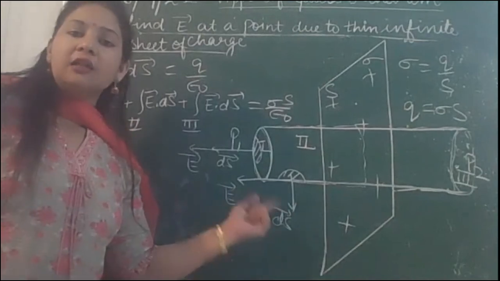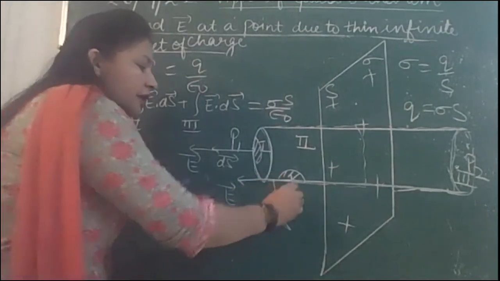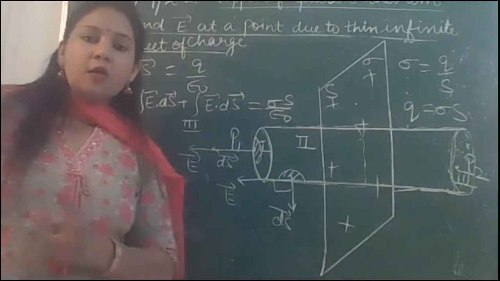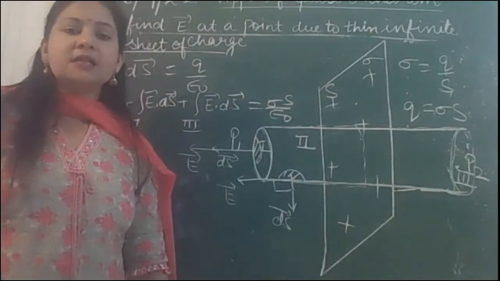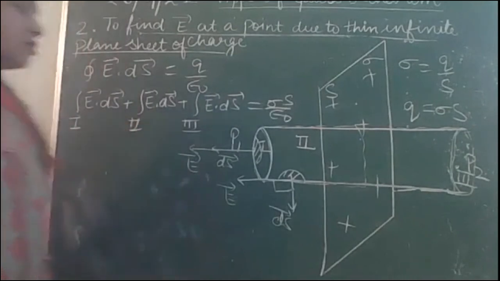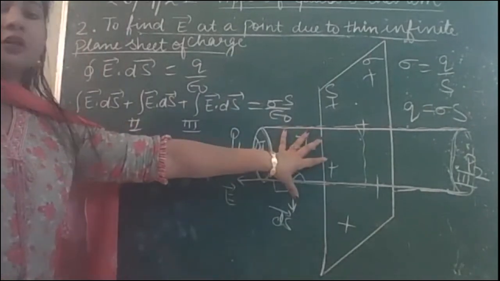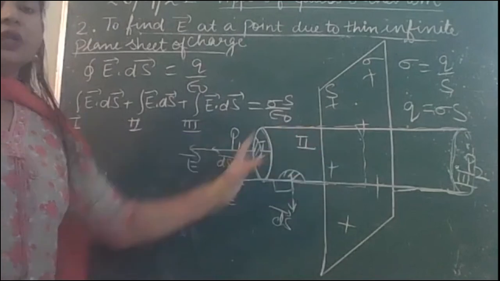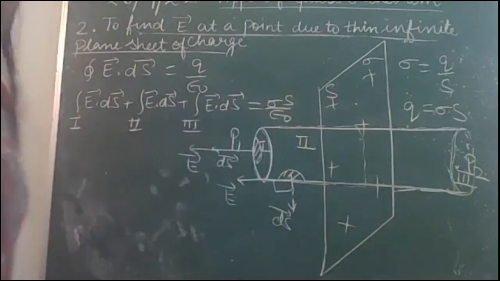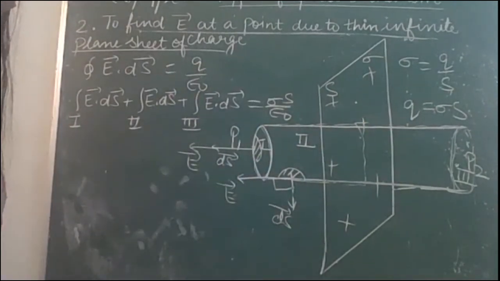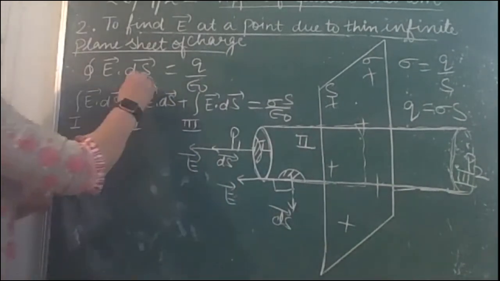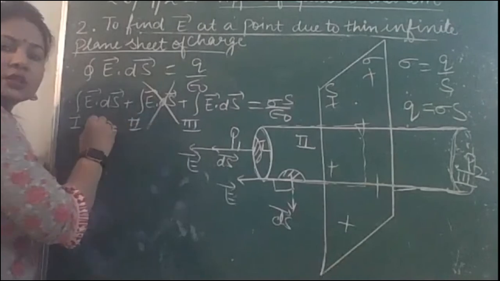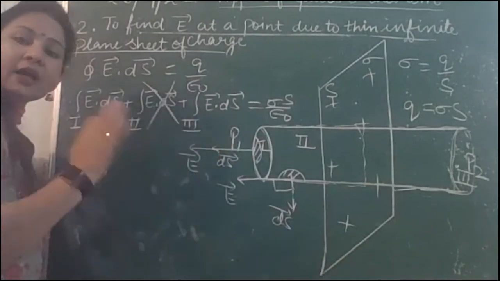क्योंकि इस केस में एंगल 90 डिग्री आ रहा है between E and ds. And EDS cos 90 is 0. ठीक है. EDS cos 90 is 0. So this part does not contribute in this case. Only first and third parts they are contributing in this case. A middle. ठीक है. So that means this portion does not contribute.